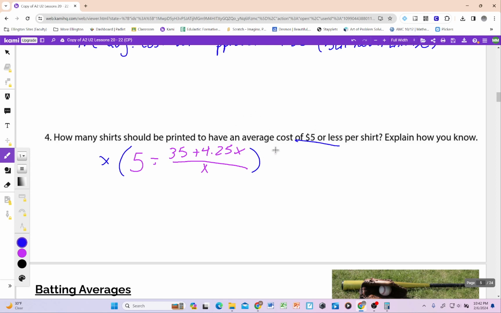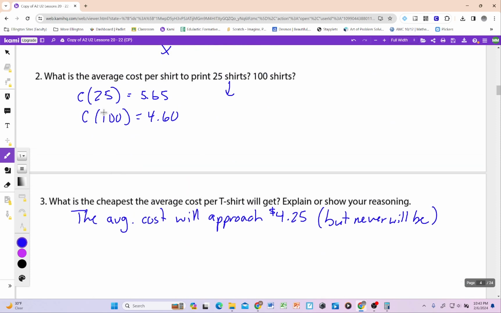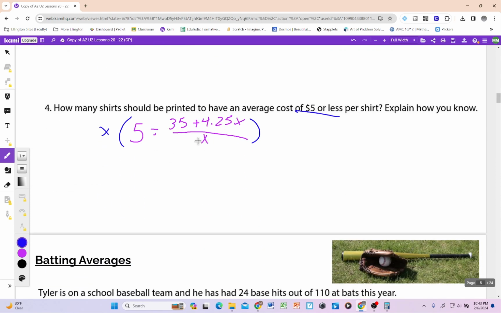Would we believe that 0 would be an appropriate solution to this problem? No. Selling 0 shirts is going to be nothing because that's just going to cost us $35, and we wouldn't be able to create an average from that. So because we know that x won't be 0, actually, we specifically know that x is in between 25 and 100, we can perform this operation.